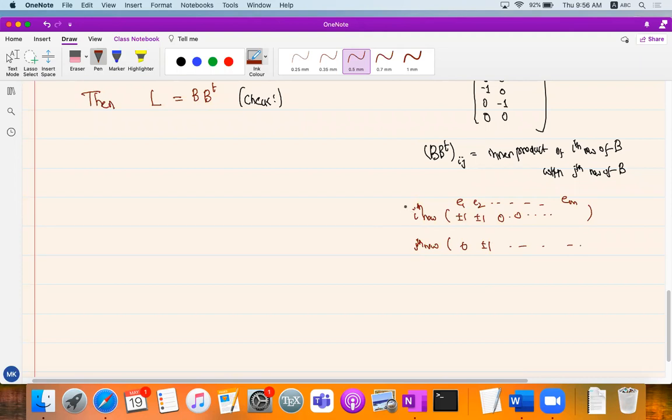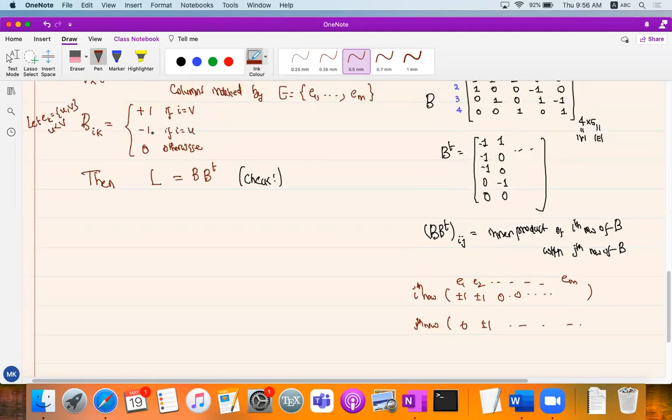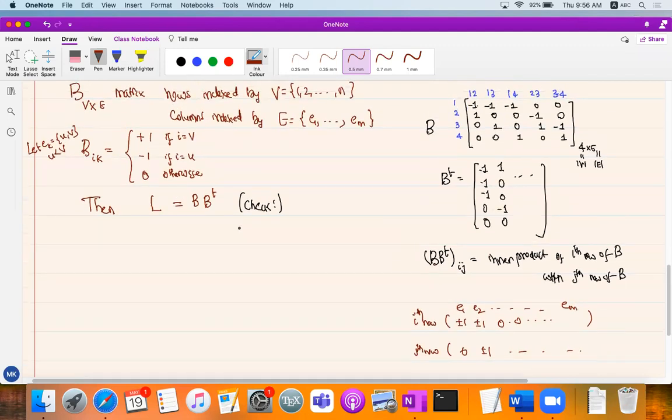If there is no edge connecting i and j, then i and j are never adjacent to the same edge. So if there is a 1 here, there will be a 0 here, and if there is a -1 here, there will be a 0 here. But if they do share an edge, that can happen in only one edge, namely the edge (i, j), and then one of them has to be +1 and one has to be -1. Okay, got it? Yeah, thank you. So that is the reason why you get -1s.